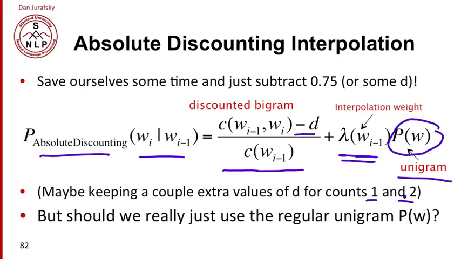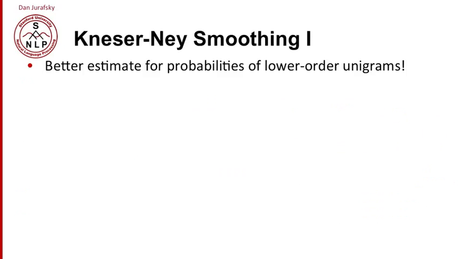But the problem with absolute discounting is the unigram probability itself, and I want to talk about changing the unigram probability, and that's the fundamental intuition of Kneser-Ney. So in Kneser-Ney smoothing, the idea is keep that same interpolation that we saw in absolute discounting, but use a better estimate of the probabilities of the lower order unigrams.